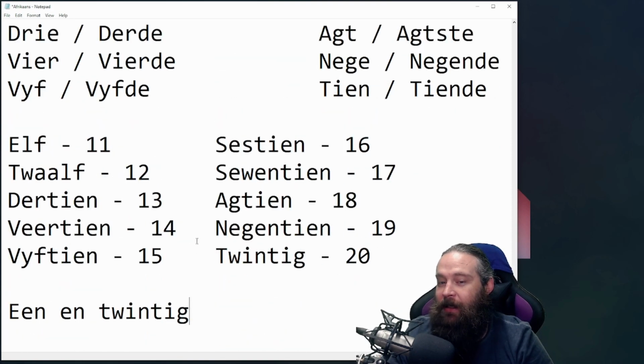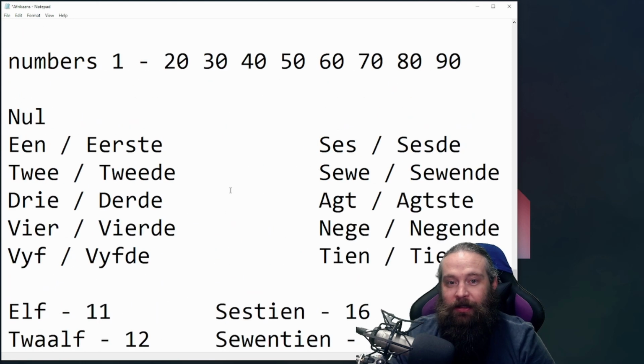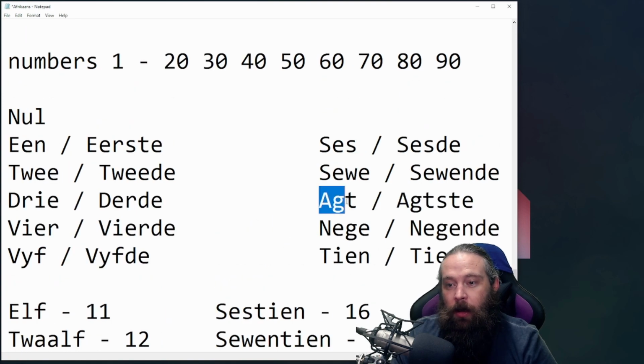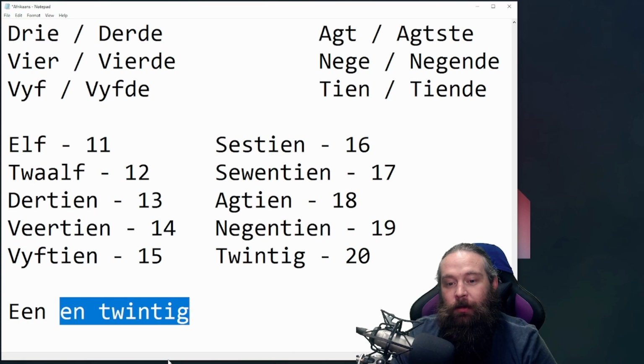Now, there's a caveat to these things. So that's 20, 1 en 20. You see, you have to look at that now, 1 en 20. So if you're going to go 28 in Afrikaans, you would go 8 en 20. Easy, right? 9 en 20. Pretty easy to learn.